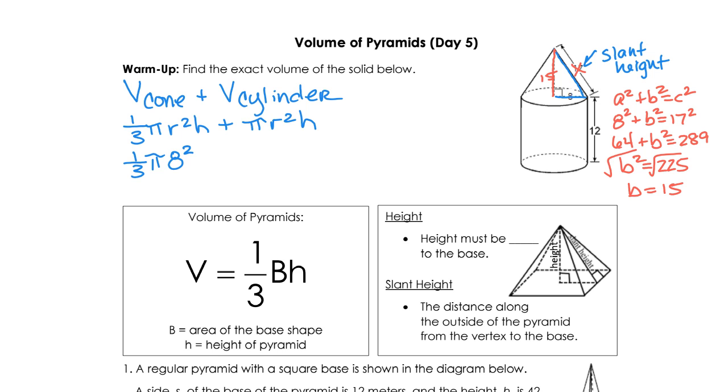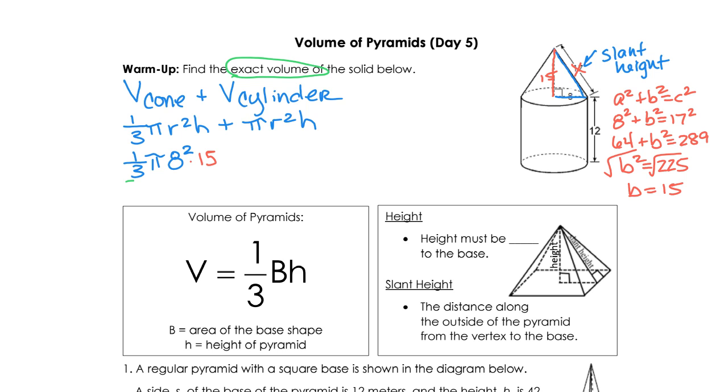And that 15 is now our height, and we'll get rid of the 17 so we're not tempted to use it. And now we can put that 15 in for the height of our cone. If we finish the math off here before we go to the cylinder, we're going to leave it in terms of pi because they asked for the exact volume. So pi is going to stay on our paper. Everything else is going to go into our calculator.